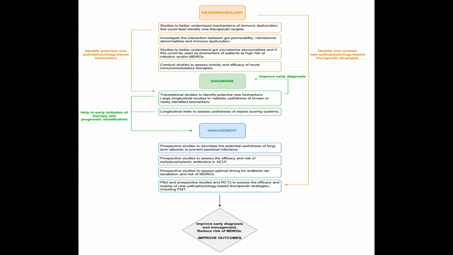By addressing these unknowns through dedicated research, we can advance our understanding of infections in cirrhosis, providing clinicians with the tools and strategies to better manage this vulnerable patient population. Continuous research and innovation will be essential in achieving better patient outcomes and reducing mortality in this critical area.